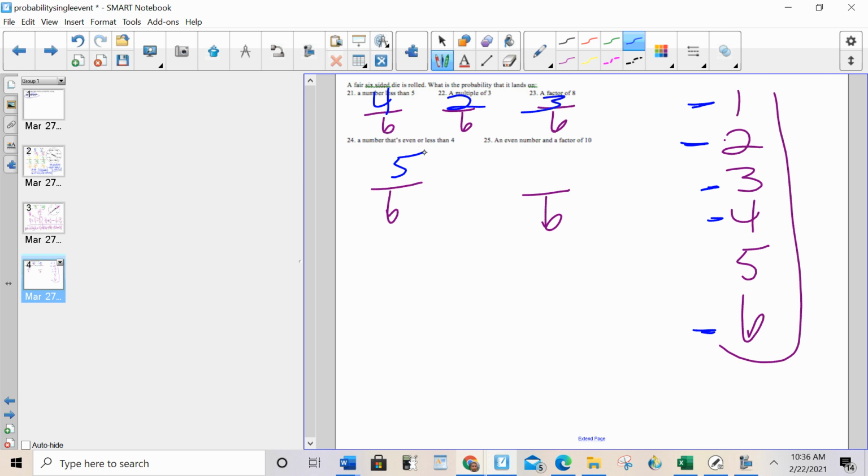An even number and a factor of 10. So it's got to be both. We haven't quite seen this yet. How many of these numbers are even and a factor of 10? Well, 2, 4, and 6 are even. How many are also a factor of 10? Well, 2 goes into 10. That's the only one that does both. So basically, 1, 2, and 5 are factors of 10. How many are both? 2. So there's only one.